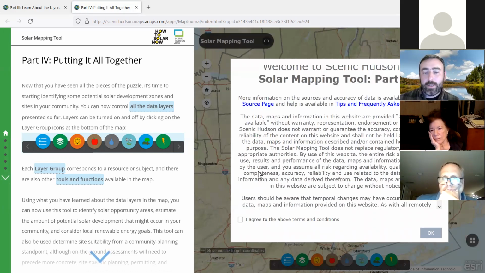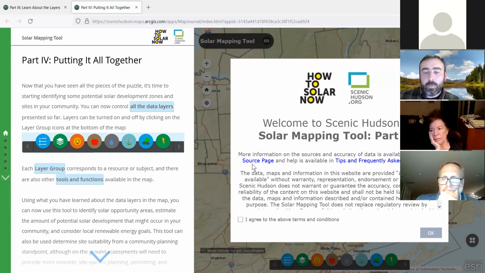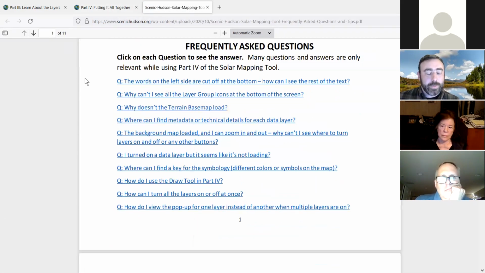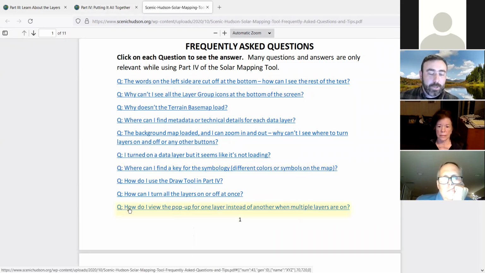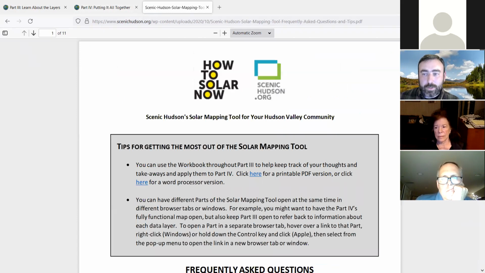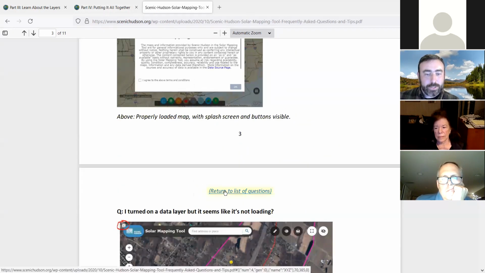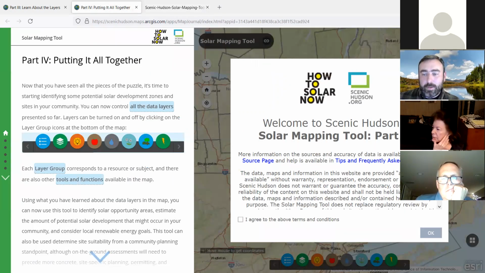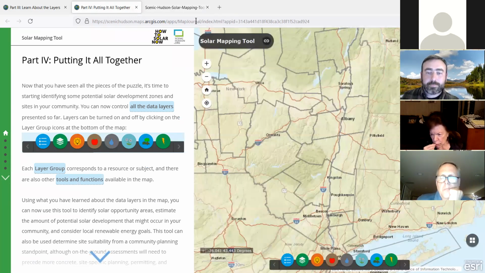We have a disclaimer. And we also have another link to our data sources page, and we have a link to our tips and frequently asked questions. So I encourage you, especially if you're being frustrated by something, to check this out. It's organized by questions, and you can click on a question and it'll pop you down to the answer for that question. And the links are up here at the top. There's also return to list of questions links. So that, again, one link to the tips and frequently asked questions or the troubleshooting document is right here in the disclaimer. I'm going to click agree.